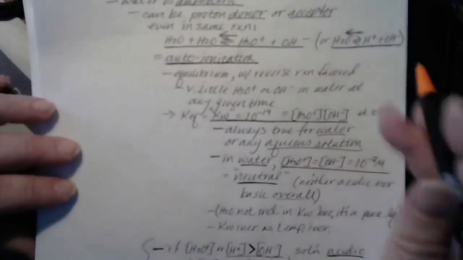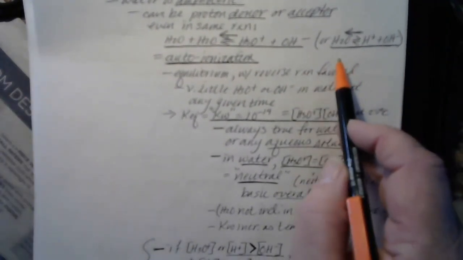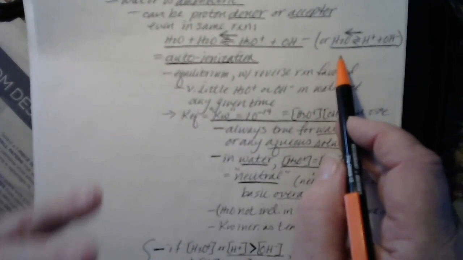Okay, and so this is why pure water is considered neutral, because the H3O plus and OH minus concentrations are equal to each other. And to illustrate just how far to the left this equilibrium is shifted under normal conditions, at 25 degrees Celsius, you can, if you want to, figure out the molarity of pure water.